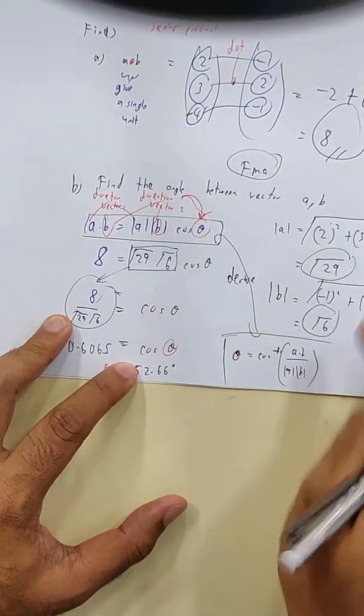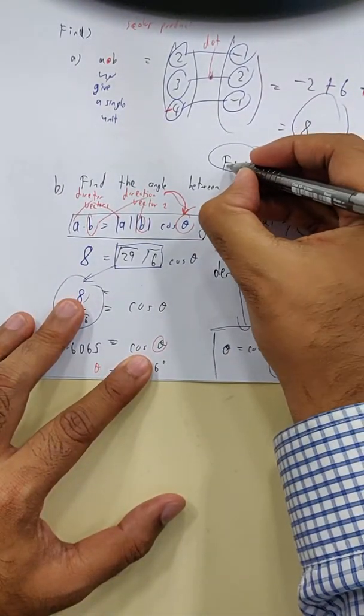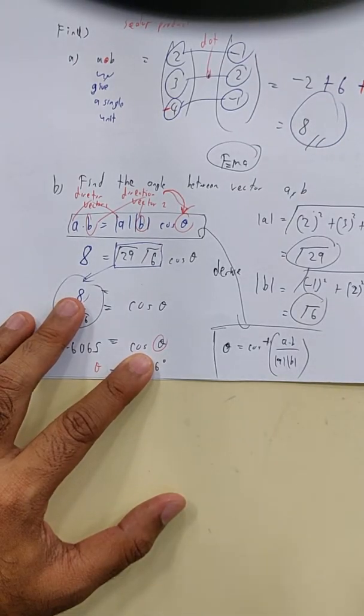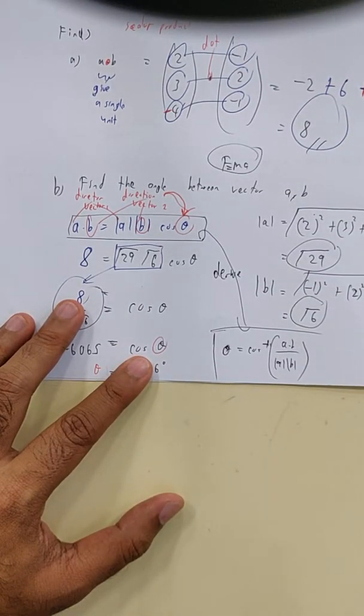Or another way of saying F equals ma is? Full Metal Alchemist. Brotherhood.